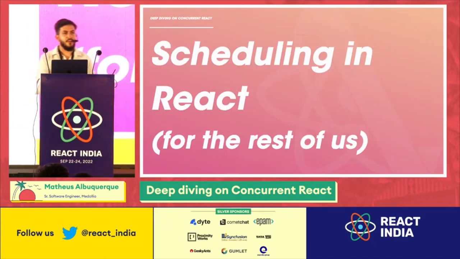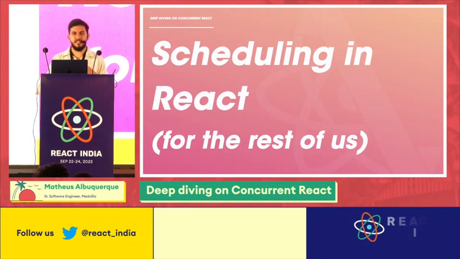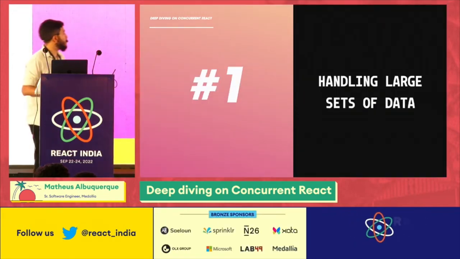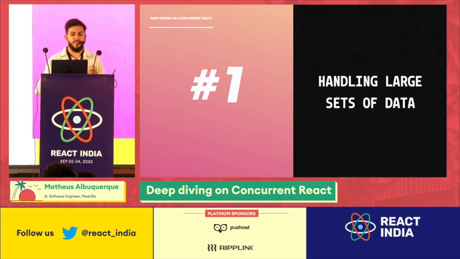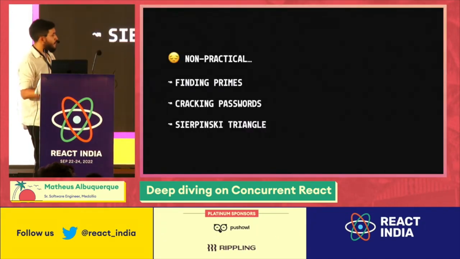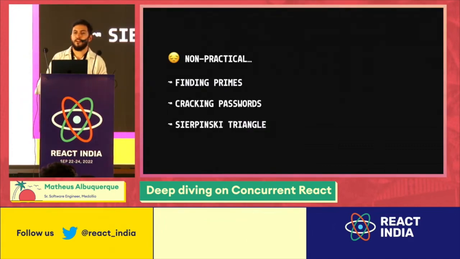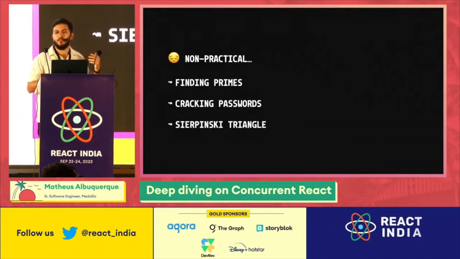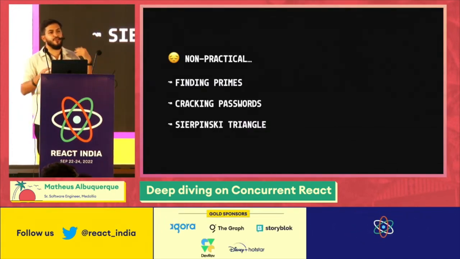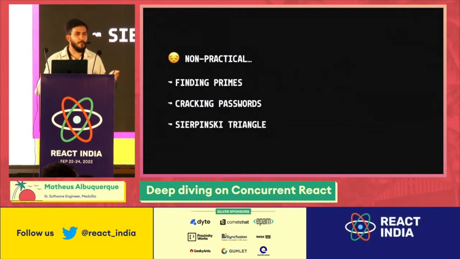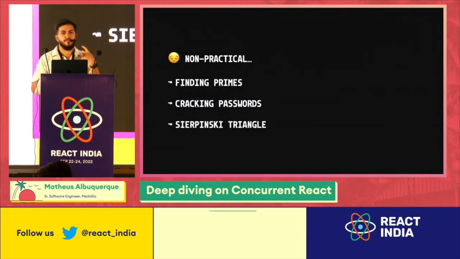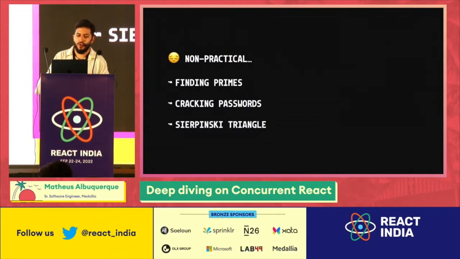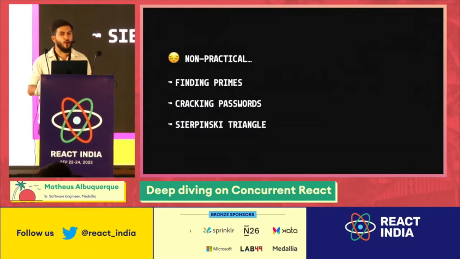So there are a couple of scenarios where I see that this can be really helpful. The first one, and maybe the most obvious one, is when we have to handle large sets of data. Most of the examples we see out there, and even the example I did in the beginning, were really non-practical, because we're not iterating up to a million in our components. We are not trying to find prime numbers. We are not trying to run some heavy password-cracking algorithm or draw fractals.